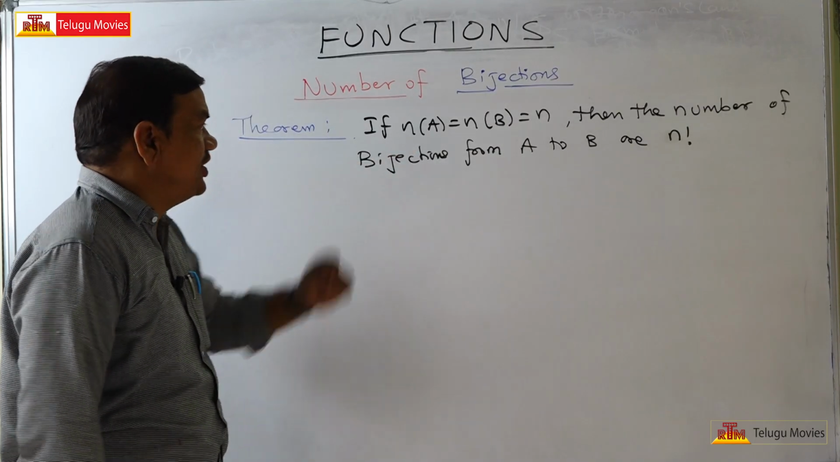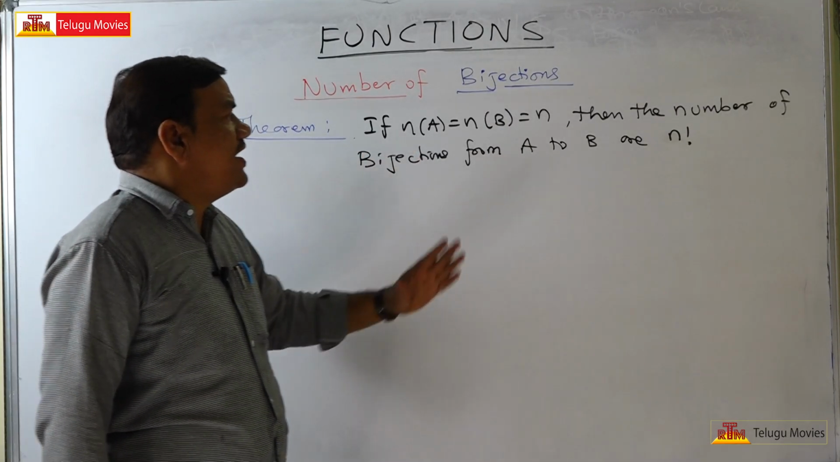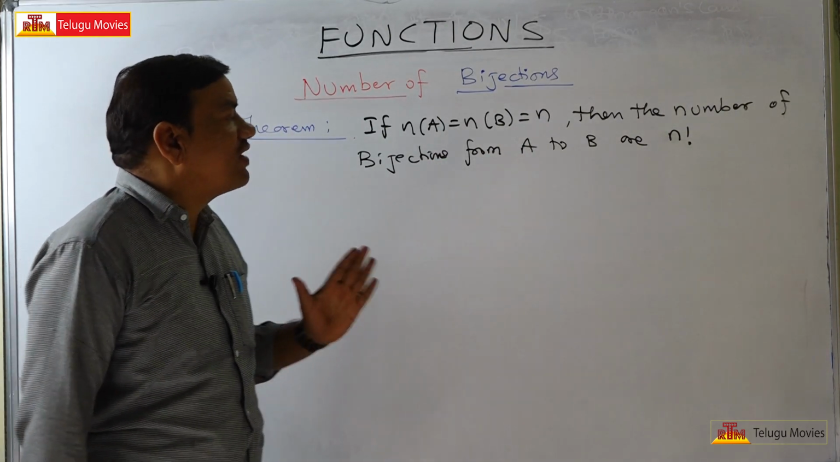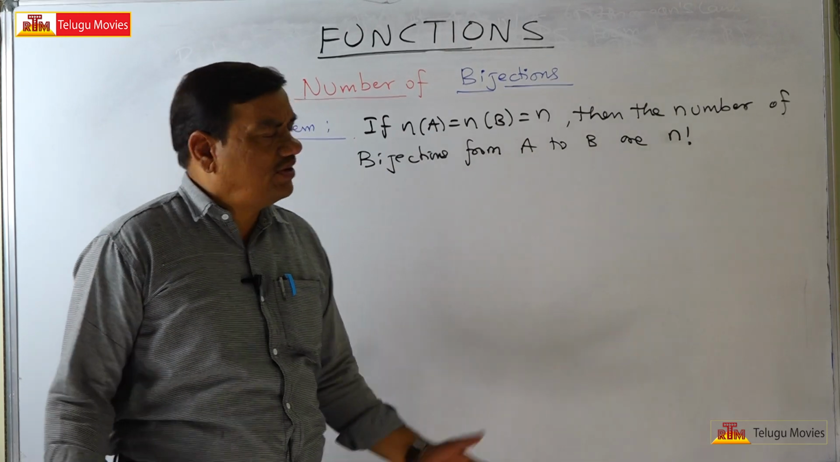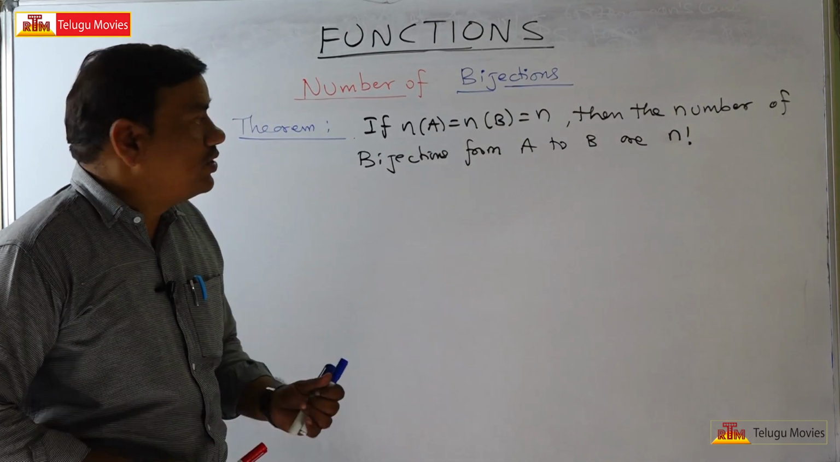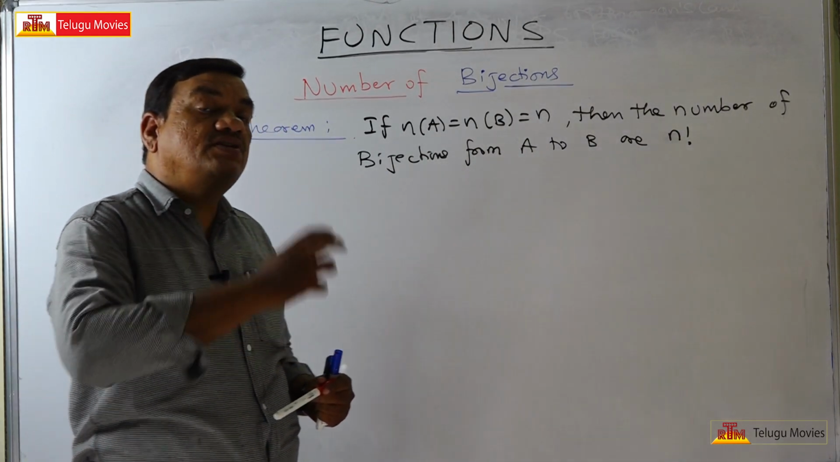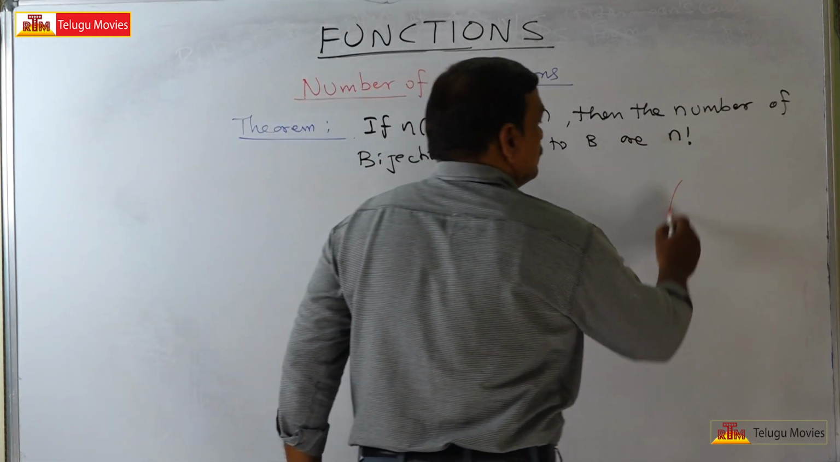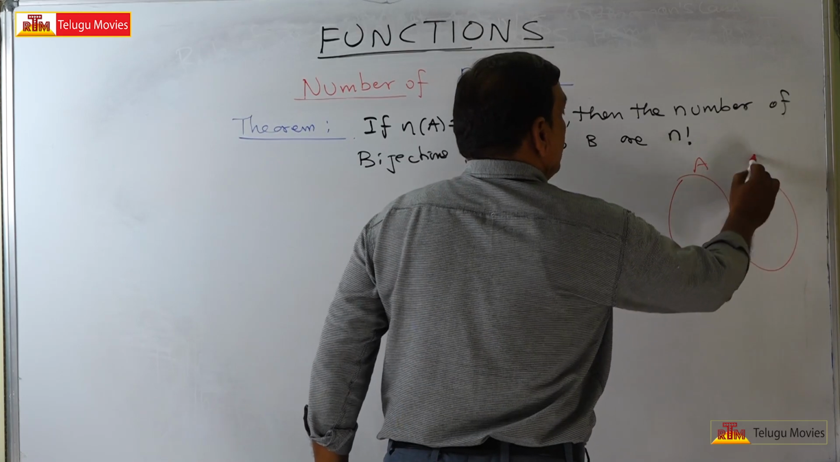Welcome to the next theorem. If n(A) is equal to n(B) is equal to n, then the number of bijections from A to B is n factorial. Very easy. We already know that to make a bijection, the number of elements in A should be equal to the number of elements in B. So bijection means both one-one and onto.